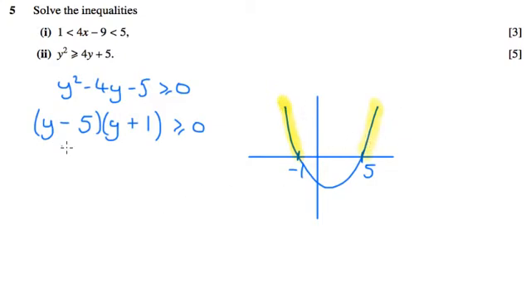So this graph happens to be above the axes when the input coordinate, which in this case is y, is greater than 5, or when the input coordinate is less than negative 1. Don't forget, in this case we're having y as my x-axis kind of thing, and this is just my output. This is like f of y. I know that's a bit confusing, but these are my input values.